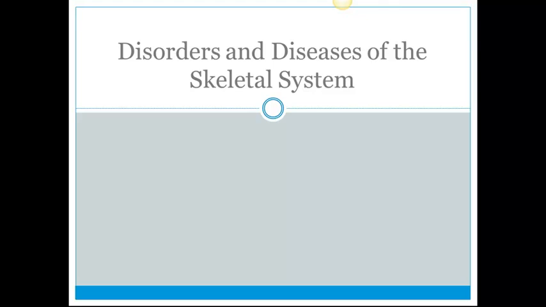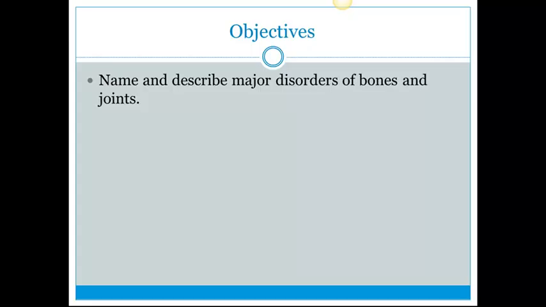Disorders and diseases of the skeletal system. The objectives of this lecture are to name and describe major disorders of the bone and joints.